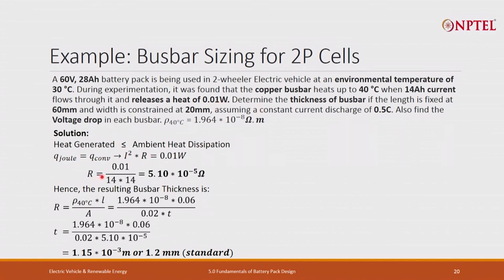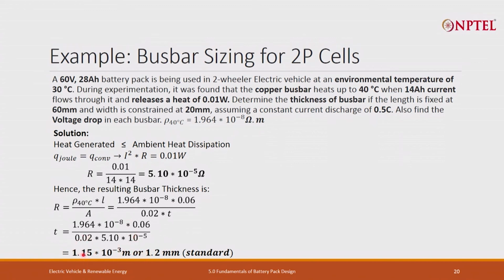So, the current is given, and you find out the resistance, that is nothing but 5.10 into 10 to the power minus 5 ohm. Now, since you know R, R is nothing but resistivity into length divided by cross-sectional area. You know the resistivity, the length, and the width, but you do not know the thickness. So, you find out the thickness. What is the thickness? 1.15 into 10 to the power minus 3 meter. So, this is the exact value.